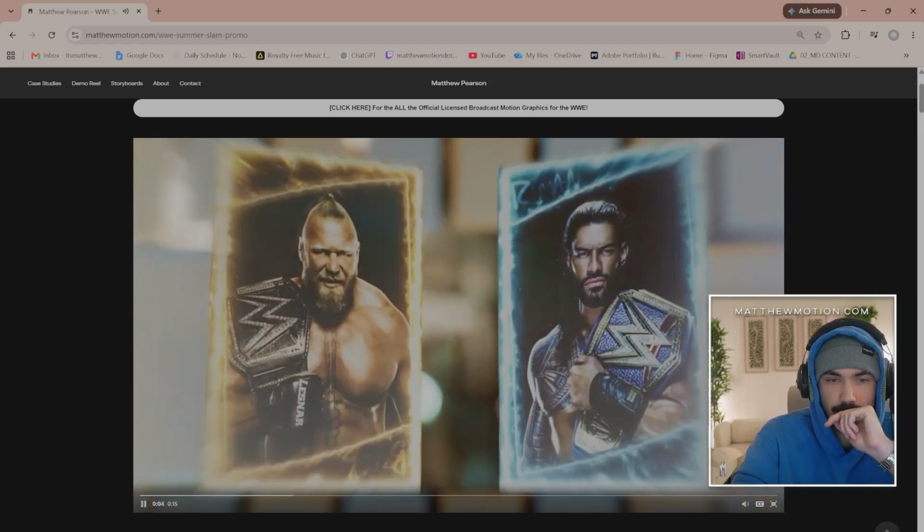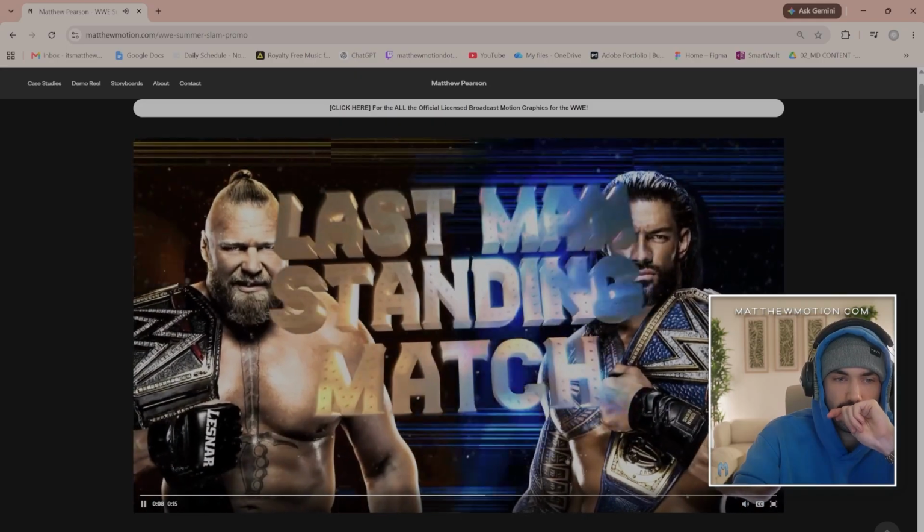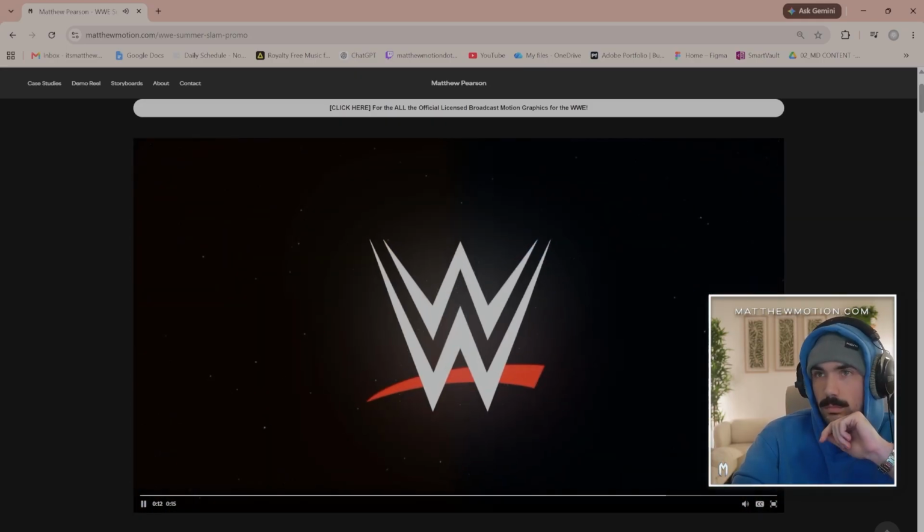In a battle for the undisputed WWE Universal Championship, Roman Reigns takes on Brock Lesnar in a last man standing match. Don't miss SummerSlam 2023, Saturday, August 5th on the WWE Network.